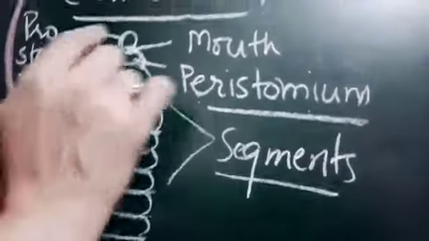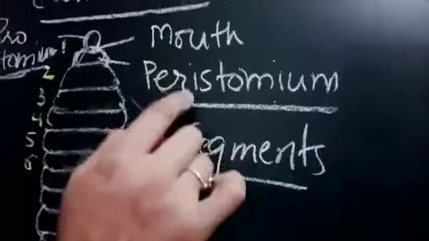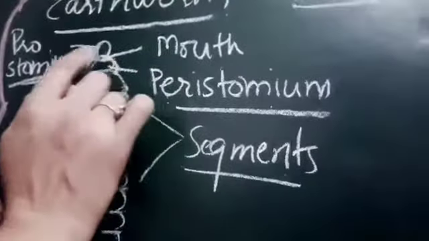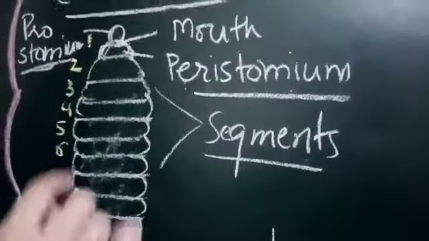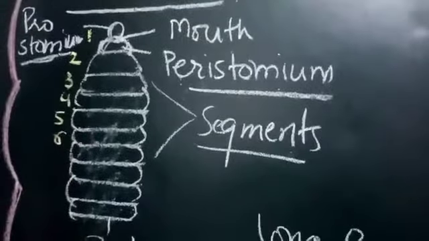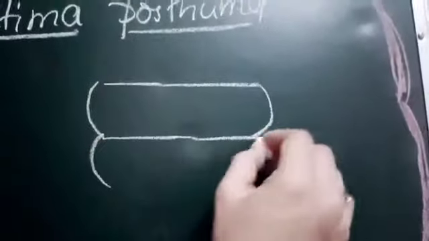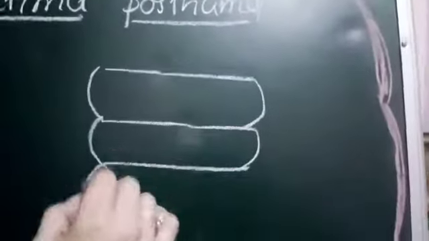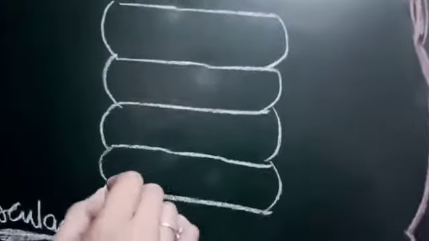So prostomium is a lobe-like structure that hangs from the mouth, and peristomium is that segment which bears the mouth at the tip. These segments have particular external apertures associated with them. First of all, please concentrate, very important thing. It has segmentation, special apertures and special reproductive significance in certain segments.